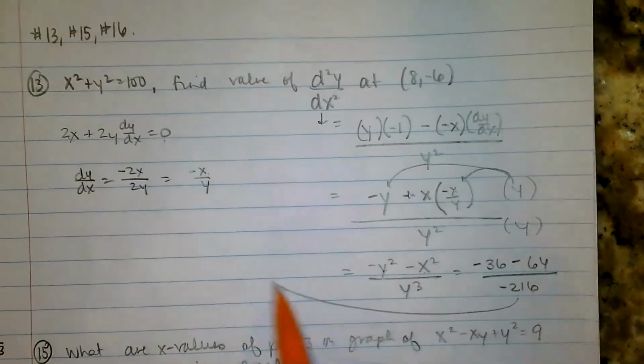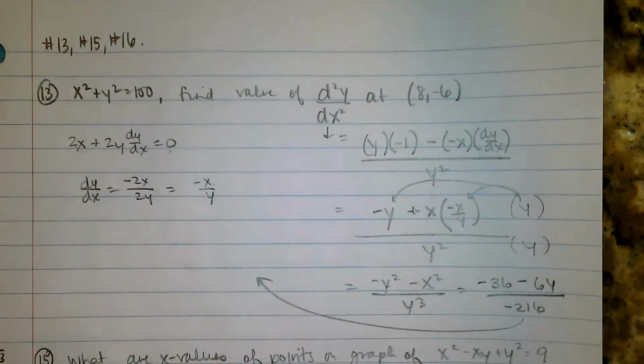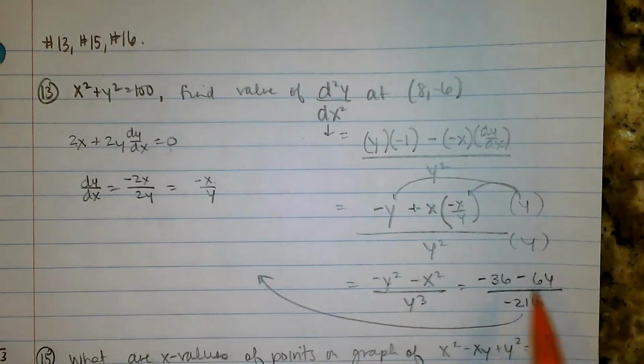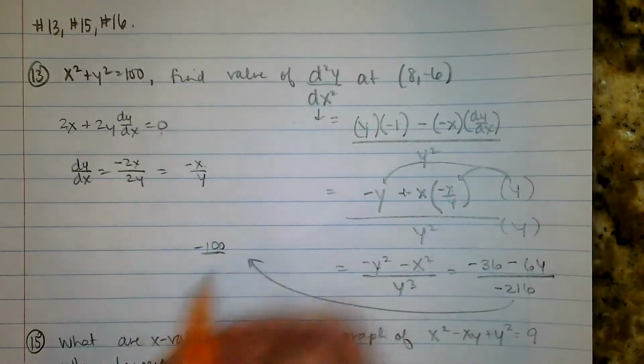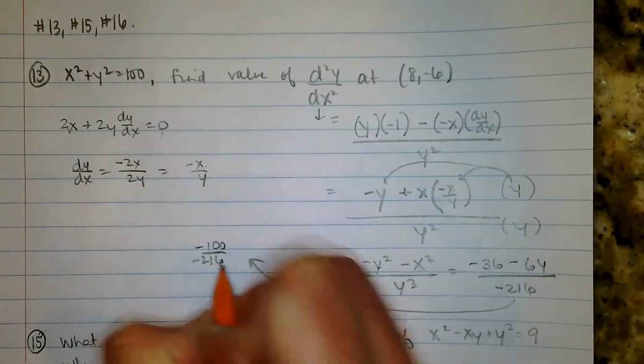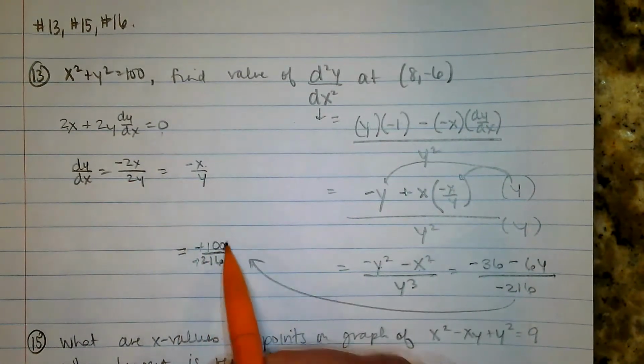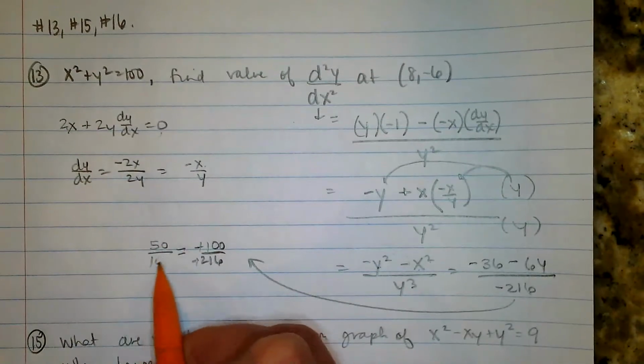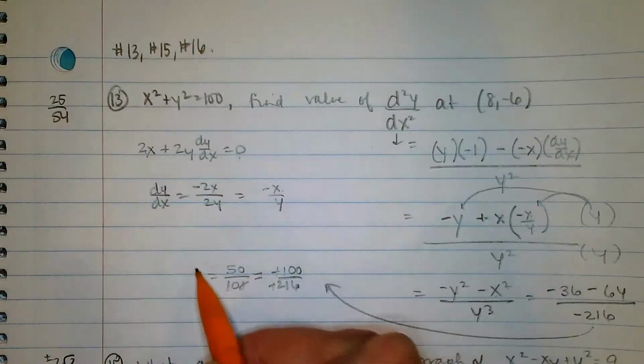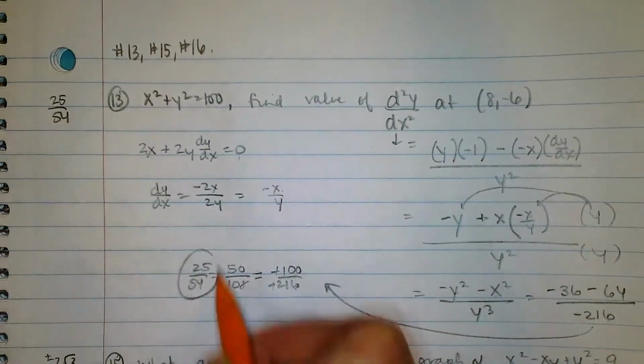So when you simplify that, 64, 74, 84, 94, negative 100 over negative 216. It's going to make it a positive. Divide both of those by 2, and I'm going to get 50 over 108. Divide both those by 2, and I'm going to get 25 over 54, which is our answer.